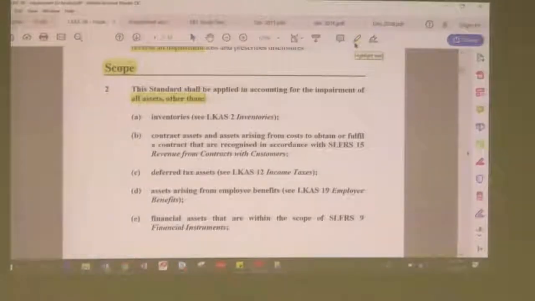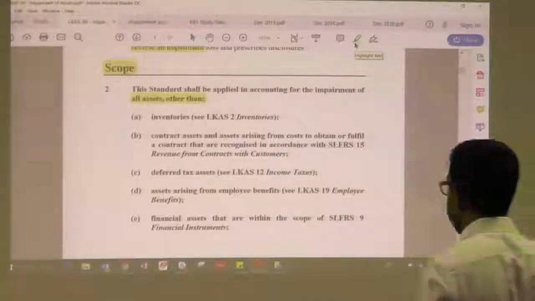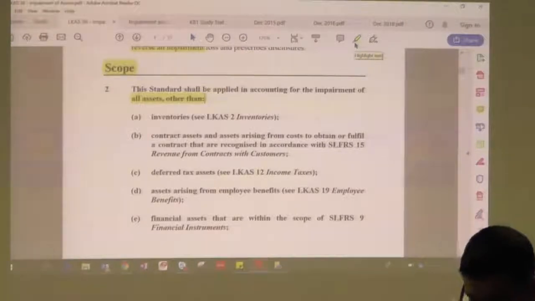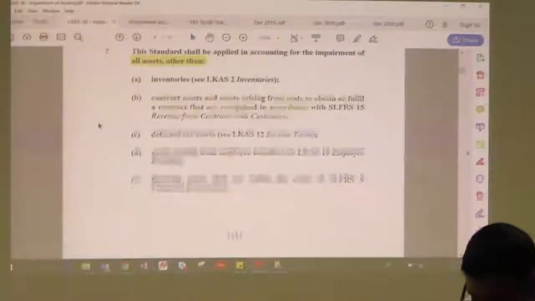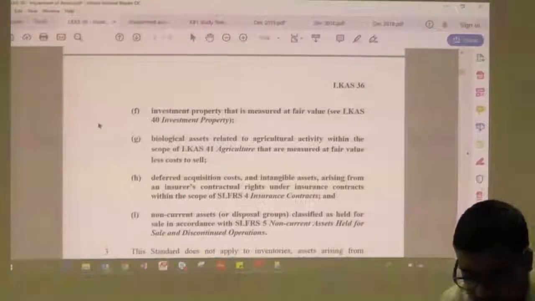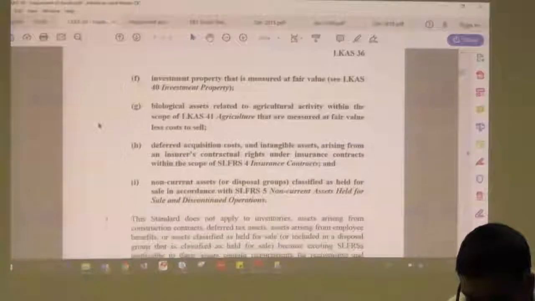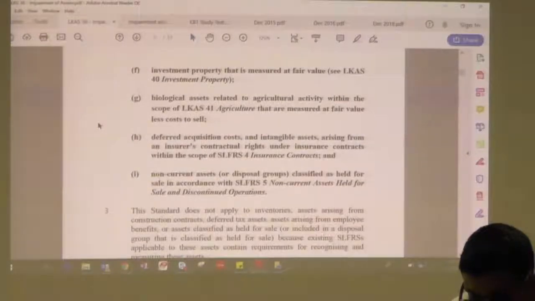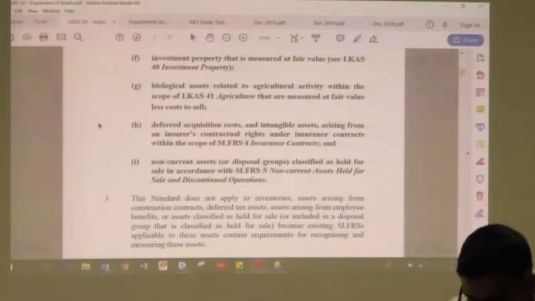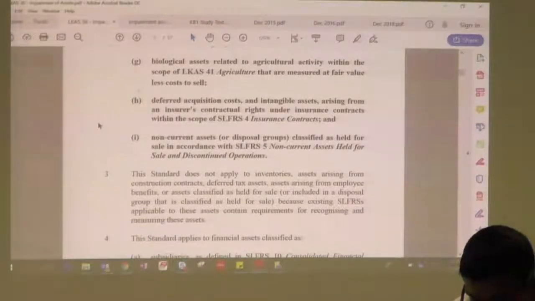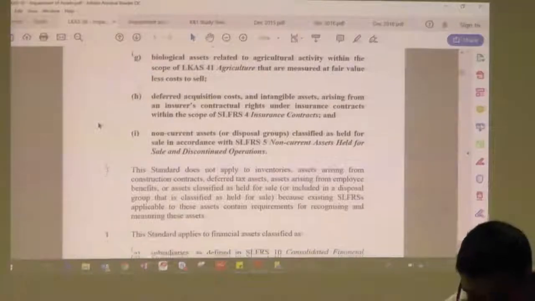It's a new accounting standard, which replaced LKAS 18. Then deferred tax assets, LKAS 12 income taxes, LKAS 19 employee benefits, and SLFRS 9 financial instruments. So for these, this standard will not be applicable. Investment property that is measured at fair value, LKAS 40, underline the words fair value. Biological assets related to agricultural activity within the scope of LKAS 41, which are measured at fair value less costs to sell. Deferred acquisition costs, which is SLFRS 4 insurance contracts. Non-current assets classified as held for sale in accordance with SLFRS 5, non-current assets held for sale and discontinued operations.